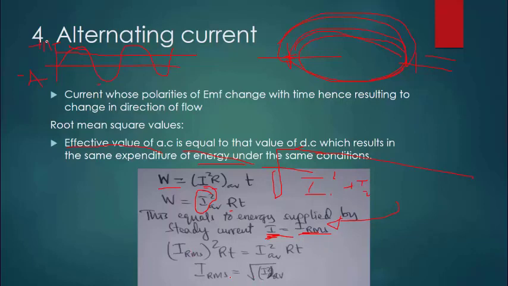So that's it, that the root mean square current is the square root of the averages of the squares of a particular alternating current. So the effective value of AC is equal to that value of DC. Just remember that results in the same expenditure of energy under the same conditions. And the root mean square value is as I've shown here. You can define it as the effective value of AC, equal to that value of DC, which results in the same expenditure of energy under the same conditions.